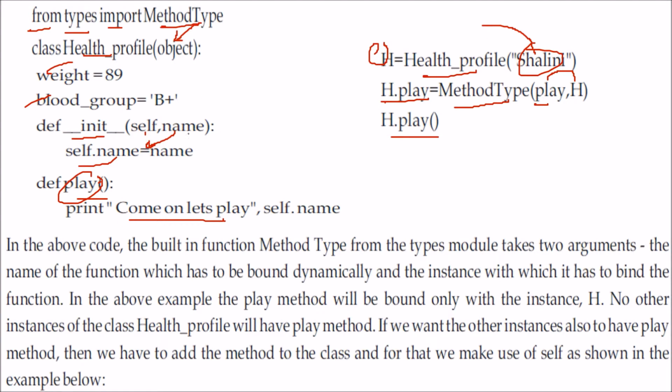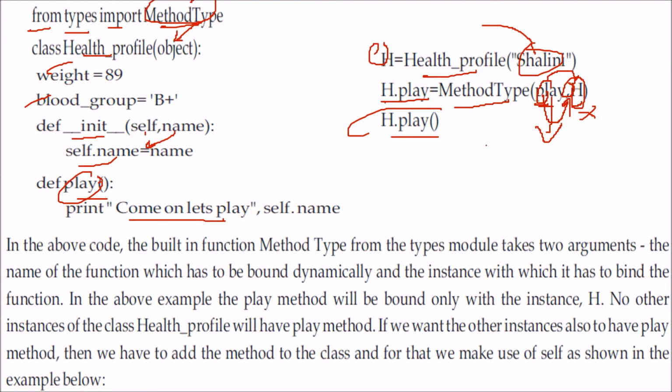So in this code, the built-in function MethodType from the types module is going to take two arguments. First is the name of the function which has to be bound dynamically, and the instance with which it is going to be bound, h. So in this example, this play method will be bound only with the instance h. No other instance of the class health profile will have any play method. Only this h object will have it.